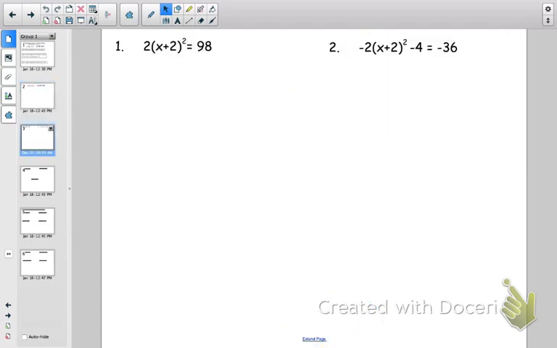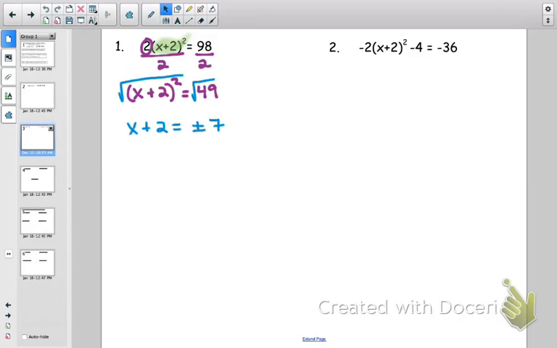Right? Let's look at our next example. So again, isolate what's being squared. That 2 that's on the outside of the parentheses is not being squared. Since it's being multiplied, we're going to get rid of it by dividing both sides by 2. Next, we can take the square root of both sides, again, not forgetting the positive and negative version, and the square root of 49 is 7.